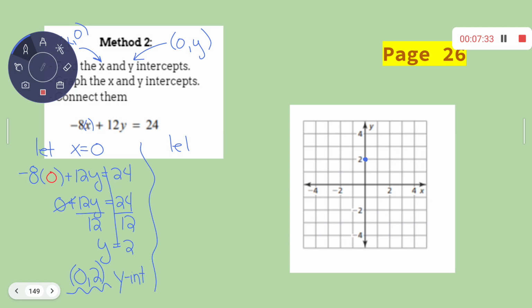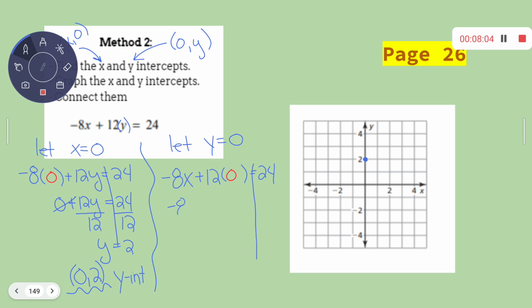Let's find a point where I let y equal 0. So this time, I'm going to replace the y in my equation. I'm going to write minus 8x plus 12, and I'm going to put my parentheses. I'm going to throw out the y, and what am I going to put in there? 0. So this is going to give me the x-intercept.